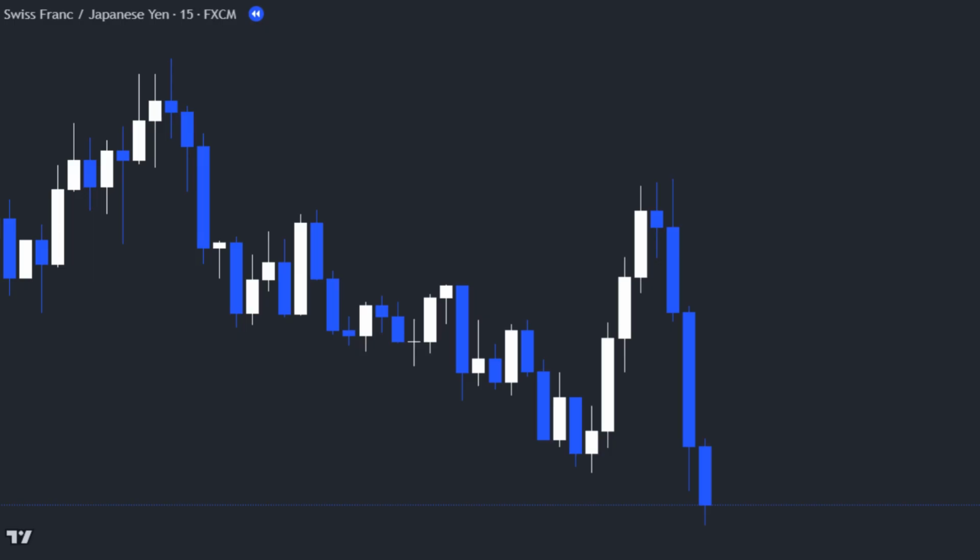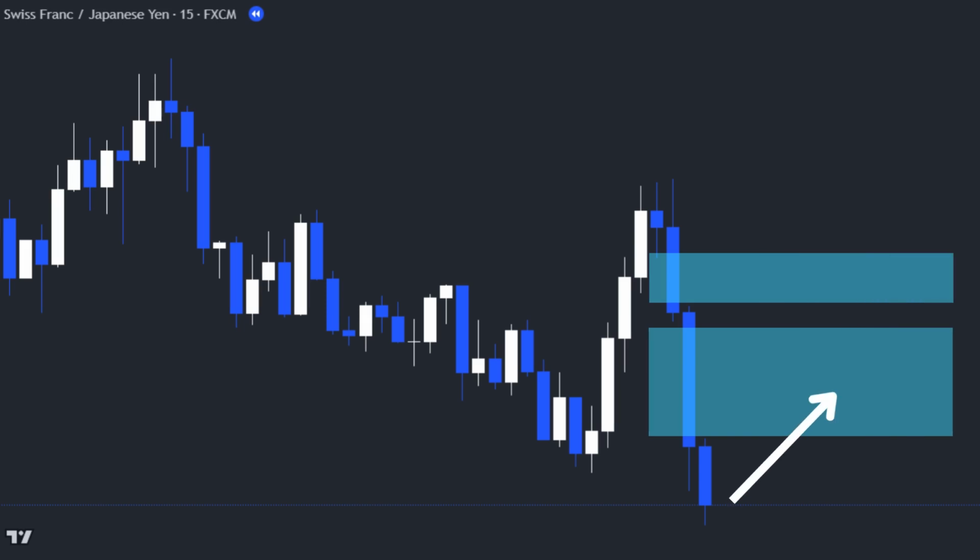On Swiss franc Japanese yen 15 minutes, the price is in a downtrend. If we observe, price has made a sharp move to the downside, leaving behind imbalance that needs to be filled. Now let's wait and see if price will come back to fill these imbalance.